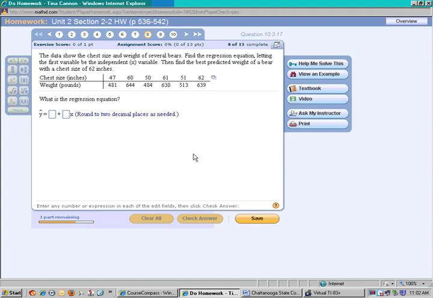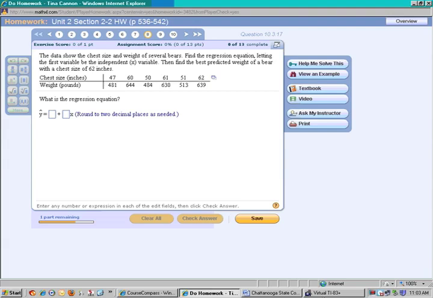If there's a linear correlation between these two, then we will be able to make a prediction. If we're given the chest size of any bear, then we should be able to predict an approximate weight for the bear. That's only if there is a linear correlation. So what we want to do is first calculate a regression equation using our calculator.